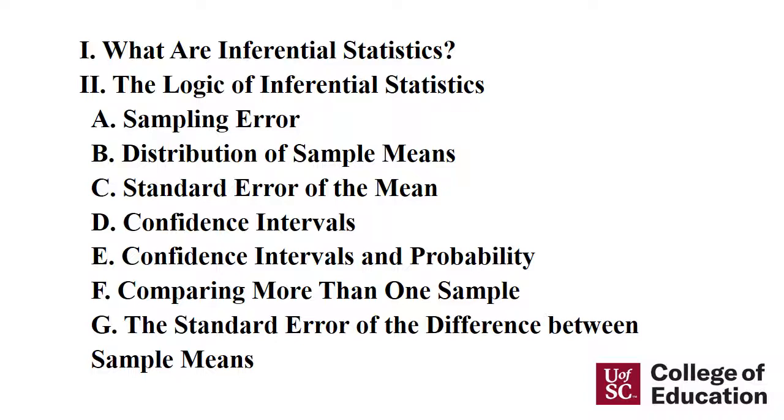G. The standard error of the difference between sample means. Differences between sample means are also likely to be normally distributed. The distribution of differences between sample means also has its own mean and standard deviation. The mean of the sampling distribution of differences between sample means is equal to the difference between the means of the two populations. The standard deviation of this distribution is called the standard error of the difference.